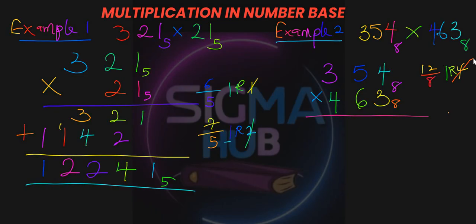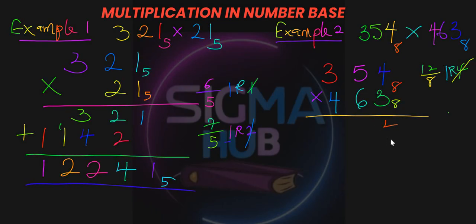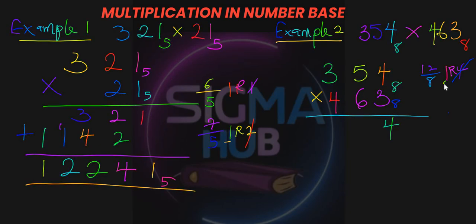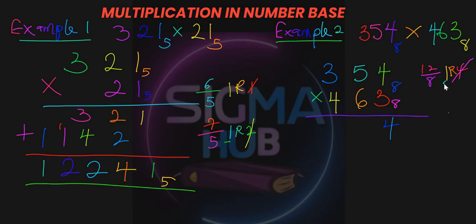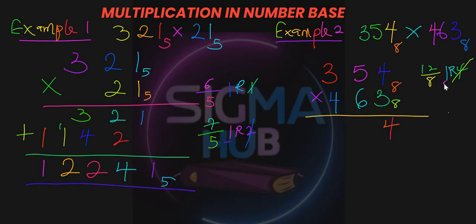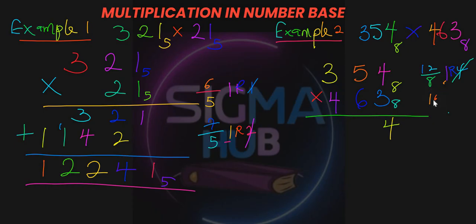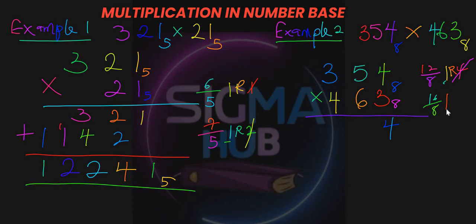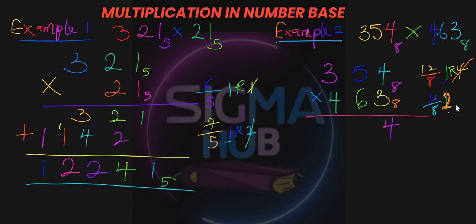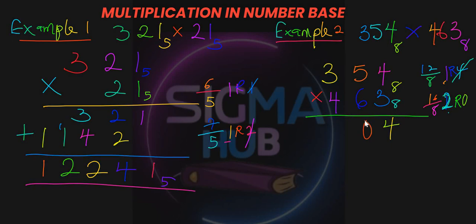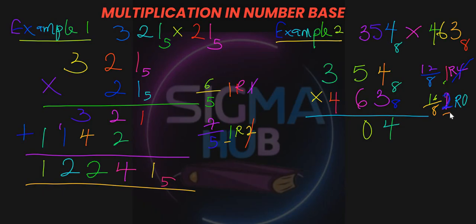So we are writing the remainder, which is 4. Then we still keep our 1. So 3 times 5 is 15 plus 1. That's 16. But you cannot write 16 in base 8. So you have to say 16 divided by the base you are looking at, which is 8. And that's 2 remainder 0. So you write 0. So this time around we are keeping 2.